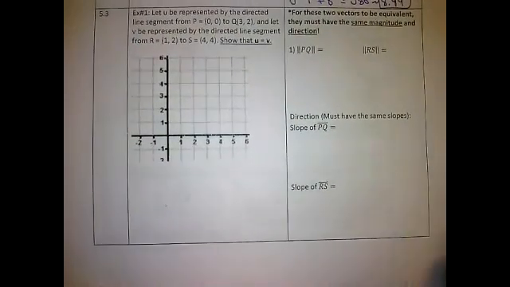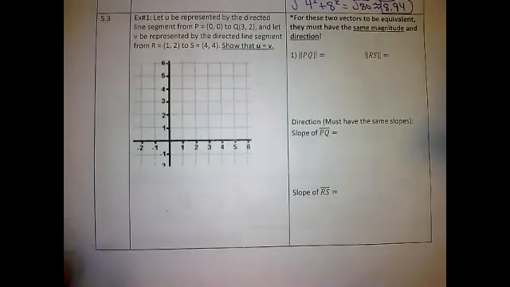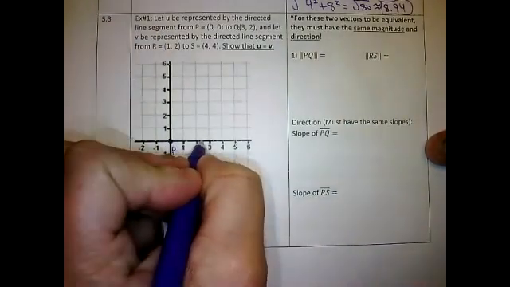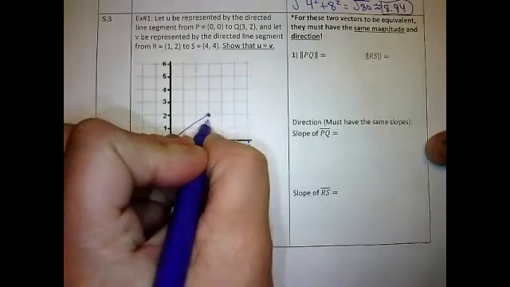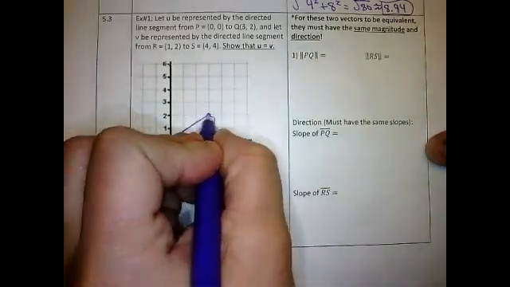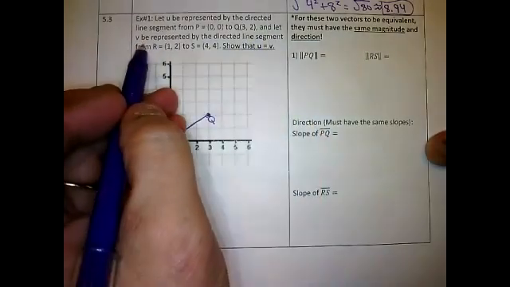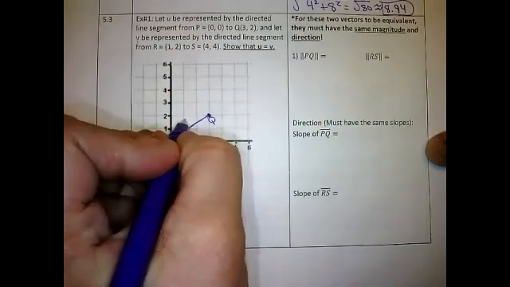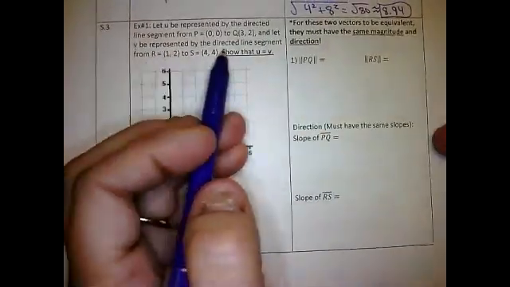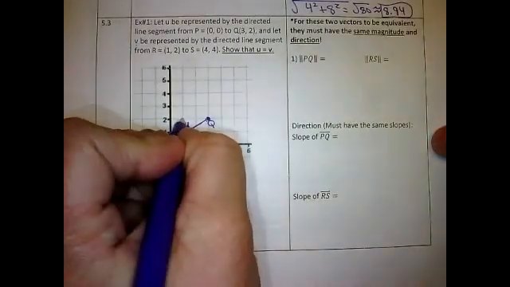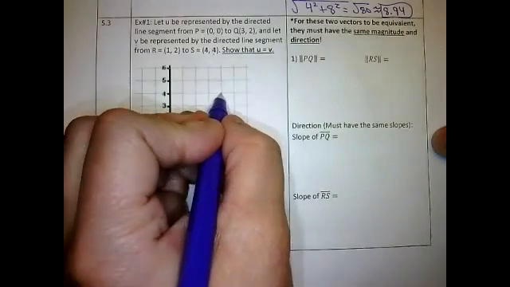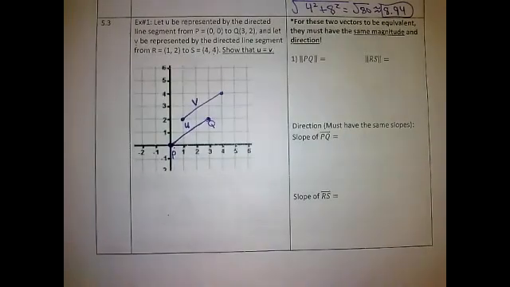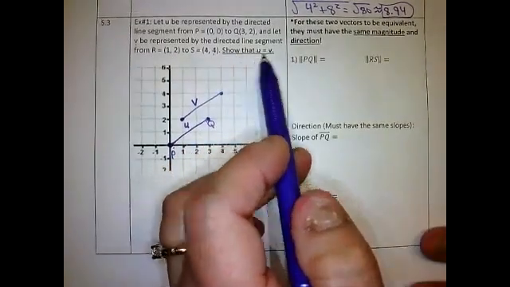This one says, let U be represented by the directed line segment PQ, so it's going from P to Q, from 0, 0 to 3, 2. And let V be represented by the directed line segment RS, from 1, 2 to 4, 4. So this is vector V. So we have vectors U and V, and we want to show that U equals V.